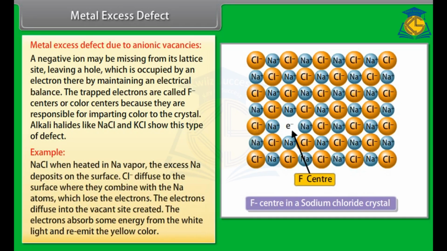Example: when NaCl is heated in Na vapor, the excess Na deposits on the surface. Cl minus ions diffuse to the surface, where they combine with Na atoms which lose electrons. The electrons diffuse into the vacant sites created. The electrons absorb some energy from the white light and re-emit the yellow color.